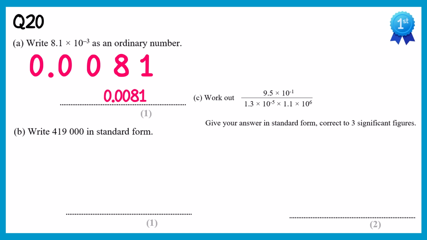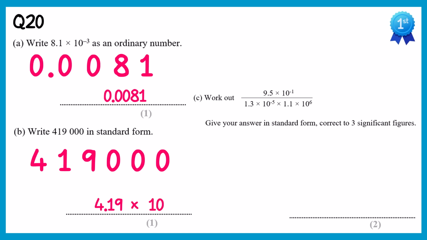For part B of the question, we need to write 419,000 in standard form. For a number in standard form, the first part must be between 1 and 10, so we're going to use the number 4.19. Then we multiply this by a power of 10. So we just need to work out how many times we would need to multiply 4.19 by 10 to get 419,000. To do this, I'm going to place the decimal point into the number as though it reads 4.19.